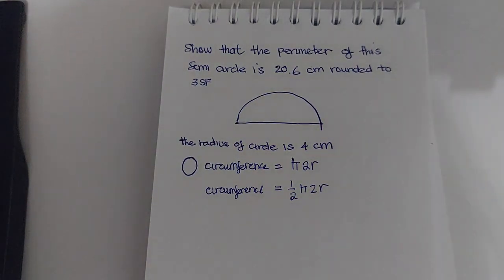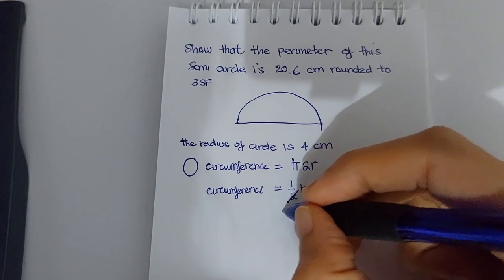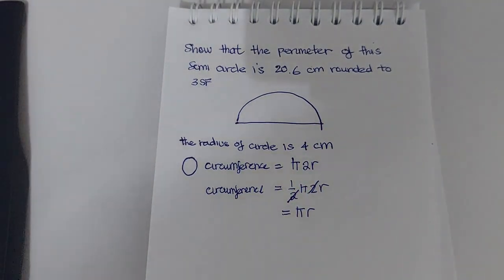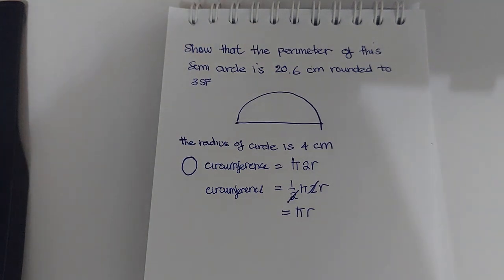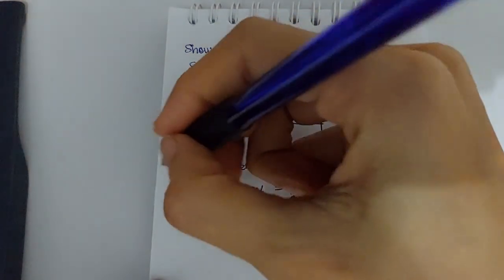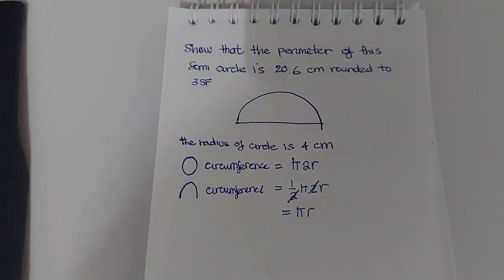Correct? Which is, I can cross out this, so it becomes pi times r. Correct? And then how does the semicircle look like, or how does the circumference being divided by 2 look like? Well, if you cut it like this one, it will look like this. Make sense? If you divide the circumference, the length of the line that you use to draw the circle, by 2, then you only have half of it. Like a curve, correct?